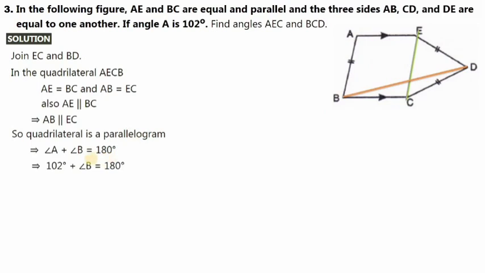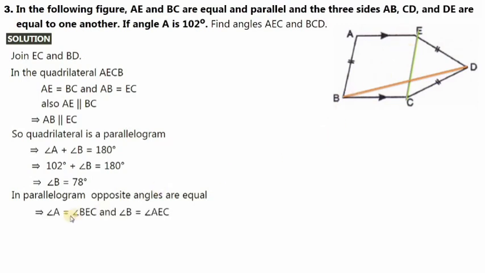Angle A is given to be 102. So from here angle B turns out to be how much? 180 minus 102 gives you 78 degree. So angle B is 78 degree. Now in a parallelogram, you know that opposite angles are equal. So I can say that angle B is equal to angle E, isn't it?